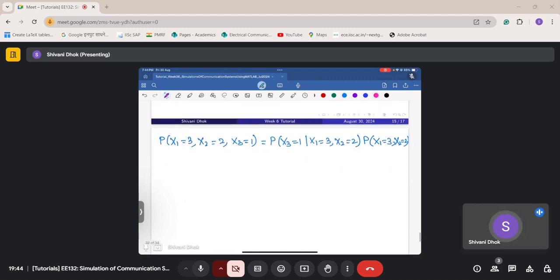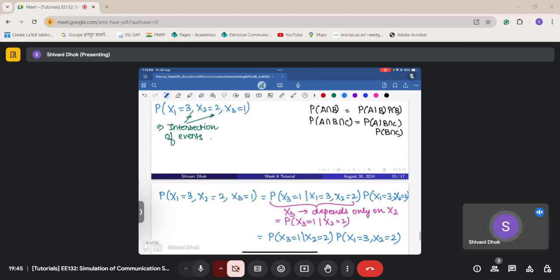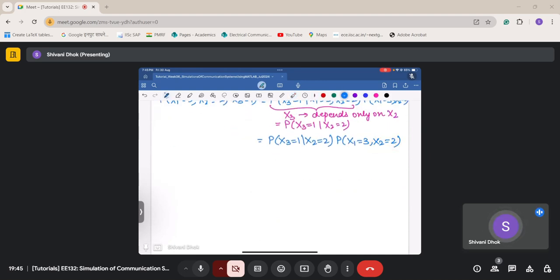Now this is a Markov chain. So this x3 depends only on x2. So this particular probability is equal to probability that x3 equal to 1 given x2 equal to 2. So we can simplify this as probability that x3 takes 1 given x2 equal to 2, multiplied by probability of x1 equal to 3 and x2 equal to 2. Now we can again apply this particular property here. Now x2 is the most recent state, so keep it as it is.